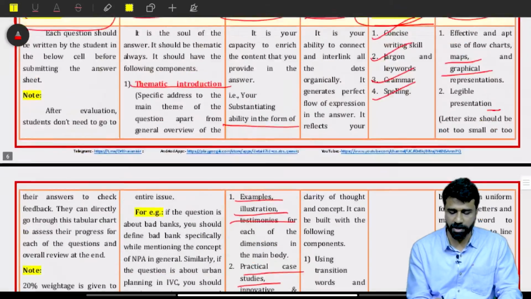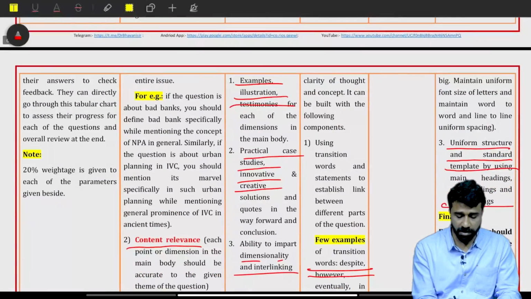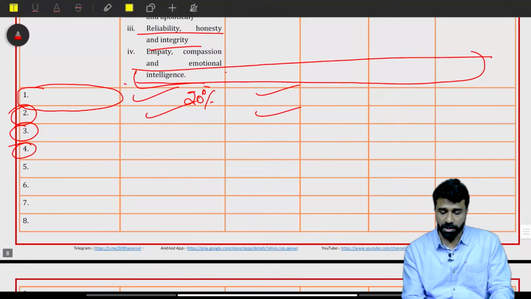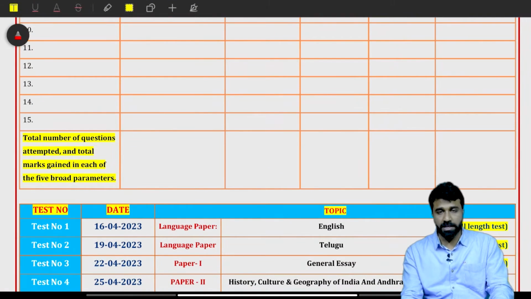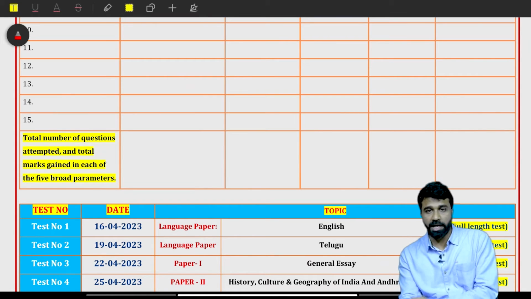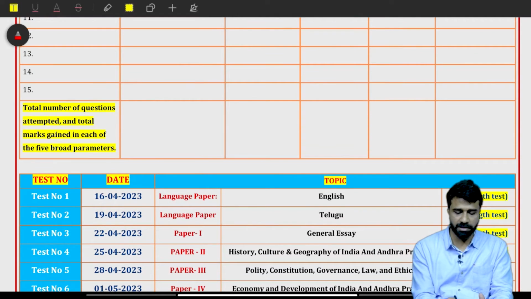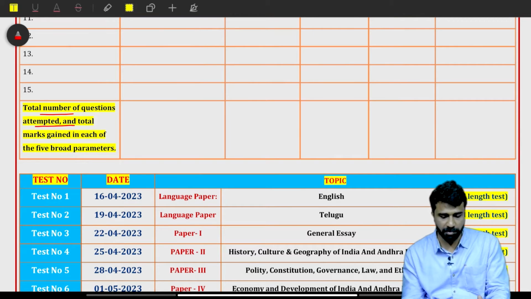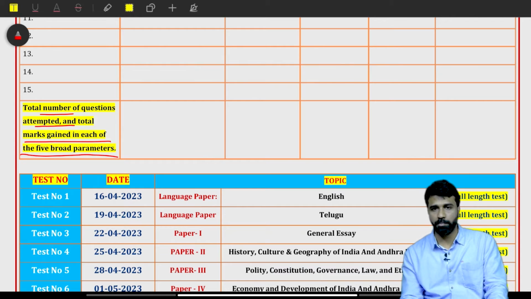Directly we have given you 5 parameters here, 1, 2, 3, 4, 5. Each parameter is having a weightage of 20%. So this is very important for you. You have to write questions here, and our team will award you marks for each of the parameters, and each parameter contains 20% of the weightage, right? This is the total number of questions that we have attempted. Finally the team will mention also the total marks gained in each of these five broad parameters.